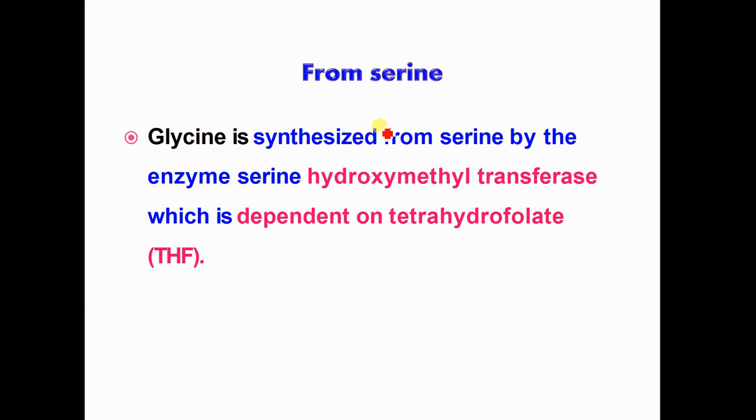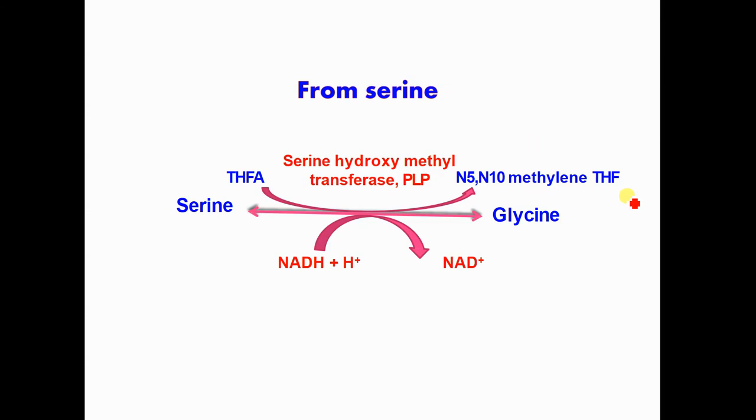So from serine, glycine is synthesized by the enzyme serine hydroxymethyltransferase, which depends on folic acid in the form of tetrahydrofolate. Here I mentioned the reaction of how serine is converted to glycine. And please do mind, it is a reversible reaction, so glycine can be converted into serine also.